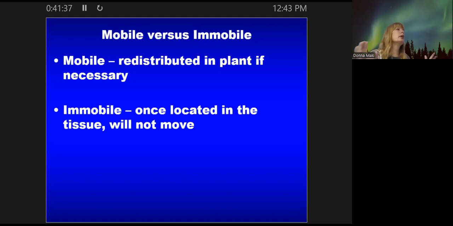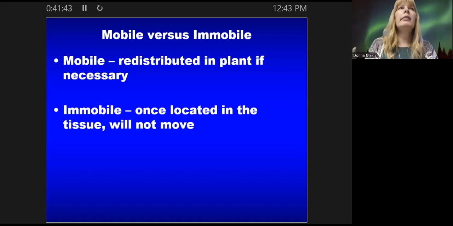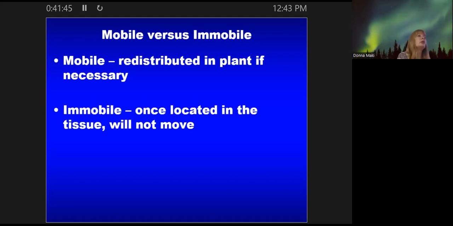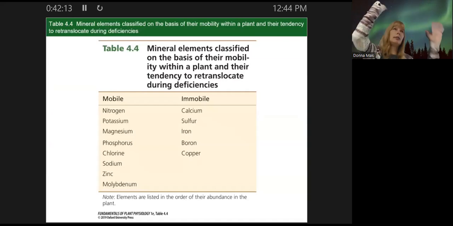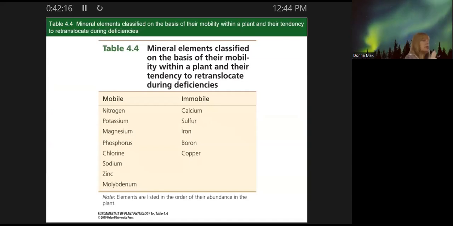Immobile, on the other hand, that's where once the element is deposited in whatever part of the plant body, that's it. It doesn't get mobilized. So even if a younger active growing part of the body says, hey, I need that, the plant part that has that mineral says, oh, well, so sorry, I'm hanging on to it. I can't get it to you. All right. So immobile, once located, it will not move. So that means younger parts of the plant body will start to display symptoms first. The older ones will still look fine. So that right there can give you a lot of information. Just looking at the entire plant body, young versus old, parts of the body.